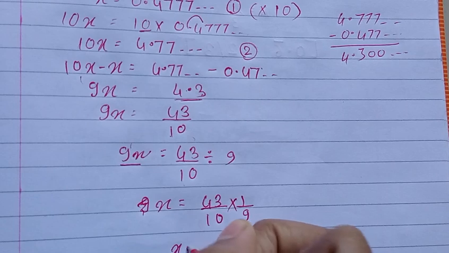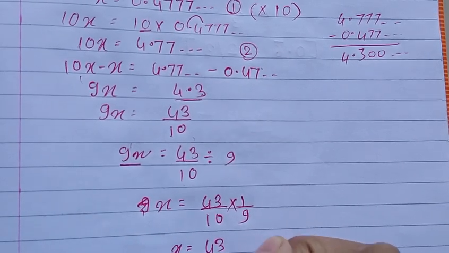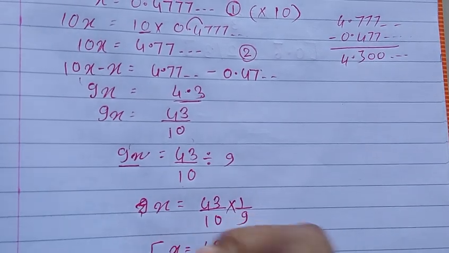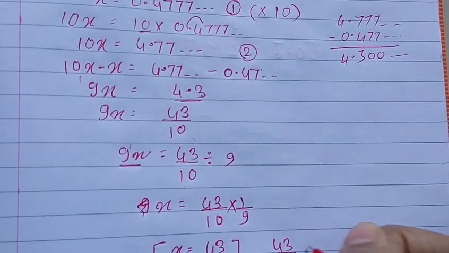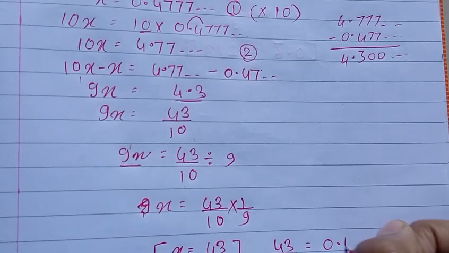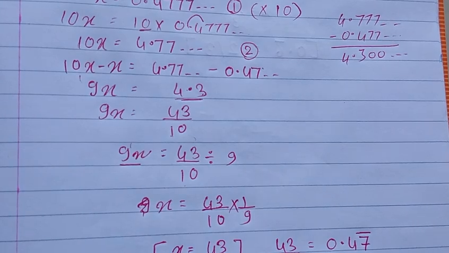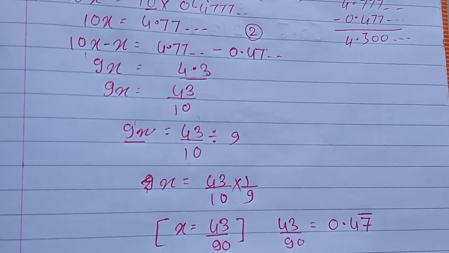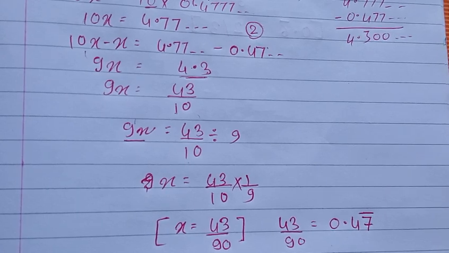x equals 43 upon 90. That is, 43 upon 90 means 0.47 bar. So hope you also get the same answer as mine. And if you are able to solve all these questions, then it means the concept is clear.